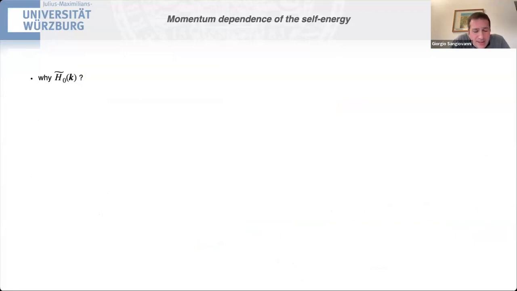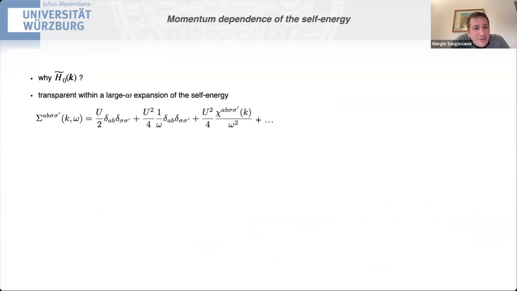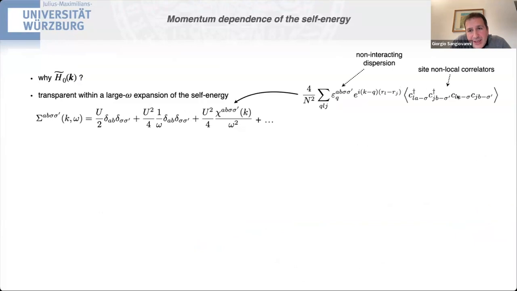But before we do that, let me just justify a bit why we get this H0 tilde. That is my way of denoting the renormalization of the parameters. And this is quite transparent if we make a 1 over omega expansion of the self-energy. So by doing this from the beginning, for instance, starting from a Hubbard model, you get an expansion that at the second order in 1 over omega contains something that is essentially a 4-point function with different sites.